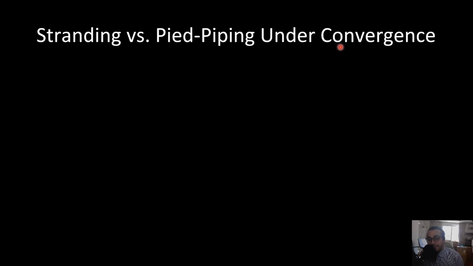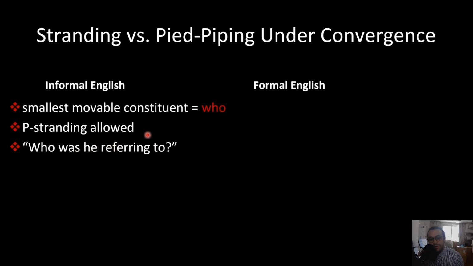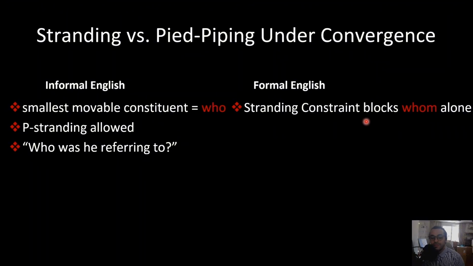Let's look at the examples we've seen at the beginning, and let's see how this comparison would hold up. Now, in formal English, the smallest movable constituent is who? This is informal English. In informal English, P stranding is allowed under informal English rules. Who was he referring to is acceptable. In formal English, on the other hand, stranding constraints block it.